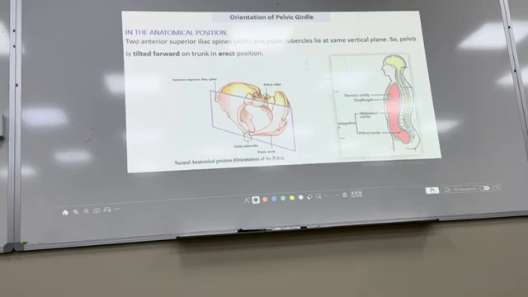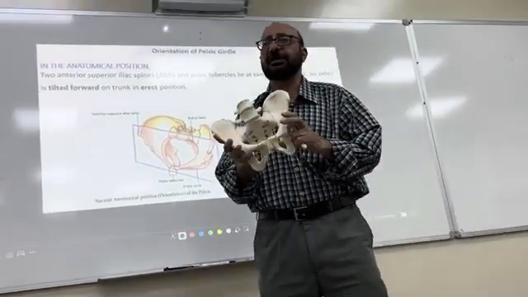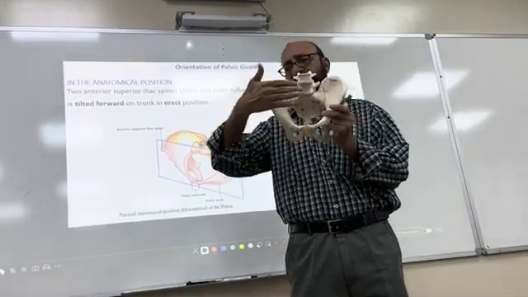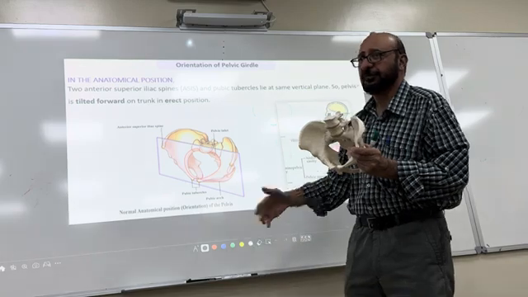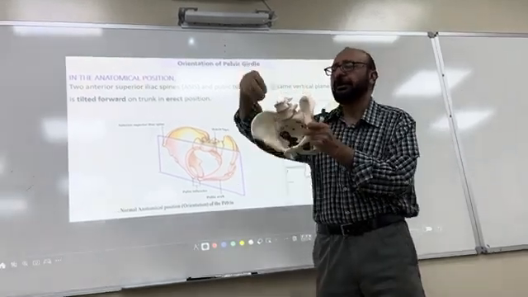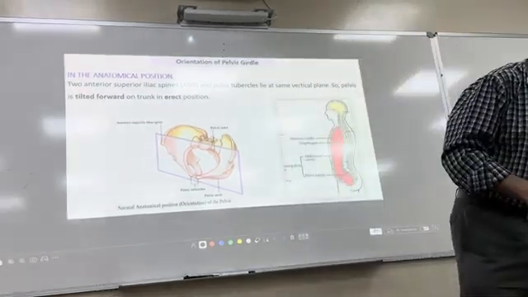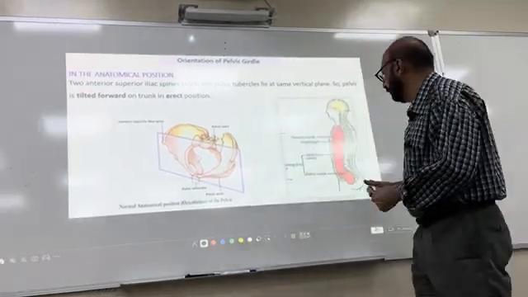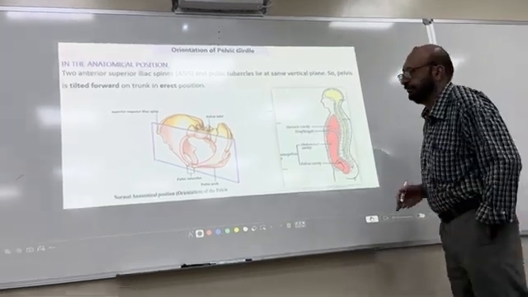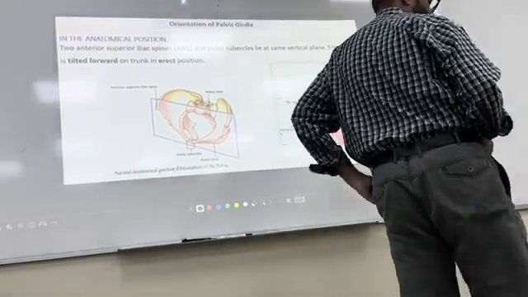Orientation of the pelvic girdle. I told you at the start, the pelvis is not straight like this. The anterior superior iliac spine and the pubic tubercle are in the same vertical plane. So it is tilted, and here is the cavity, and this is sometimes known as J-shaped pelvis because it's tilted. So here we make a J. This is what we call the pelvic cavity.